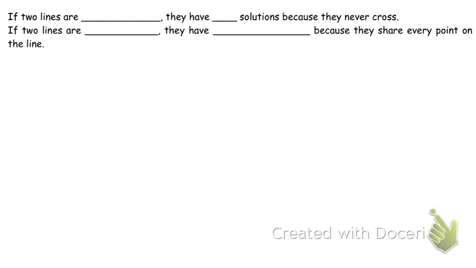Attention. If 2 lines are parallel, they have how many solutions? Do we think? 0. They're going to have 0 solutions. A solution is where they cross, right? Will parallel lines ever cross? No, they don't cross, so they don't have any solutions. They don't intersect anywhere. They don't share any points.